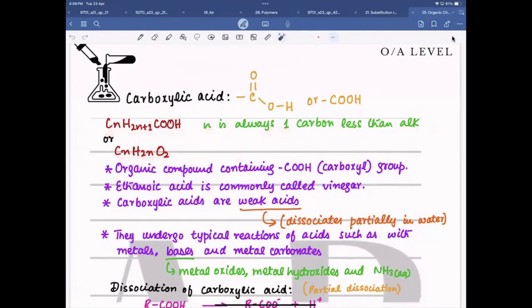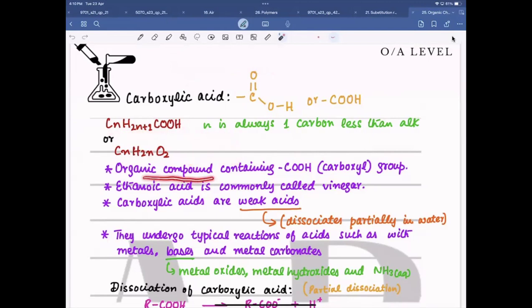Okay. For example, if we are talking about propanoic acid, so prop means how many carbon atoms? 3. So for this formula, the value of n would be 2, but for this formula, the value of n would be 3. Is this understandable to all of you? Yes, sir. Okay.